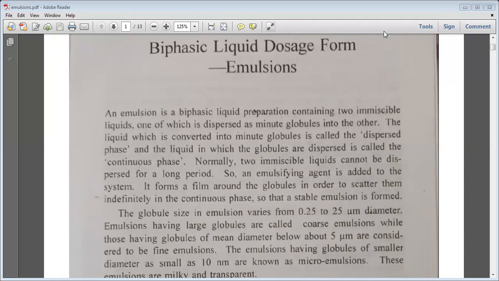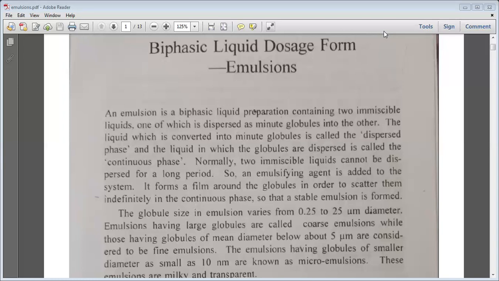So as you know, in biphasic liquids, that is the emulsions, you have oil and water. Because of this difference in densities, the oil will tend to float on the surface of the water. But whatever it is, the oil has to be put into the bulk of the liquid, known as the continuous phase, in the form of minute globules. So these oil globules are broken down into smaller sizes, and hence they are put into the continuous phase by a third substance known as an emulsifying agent.